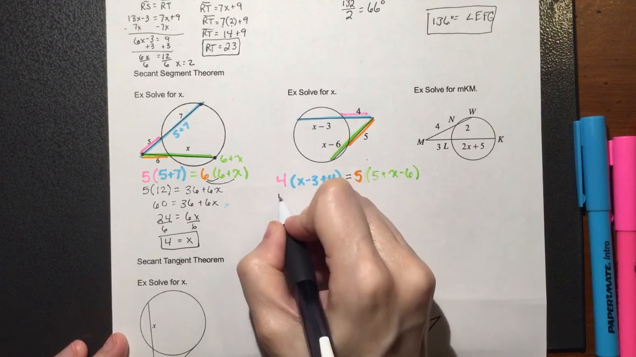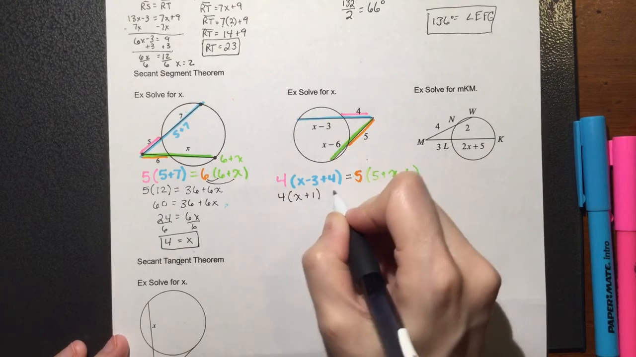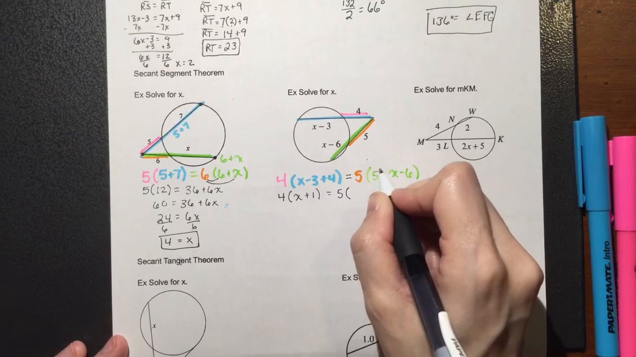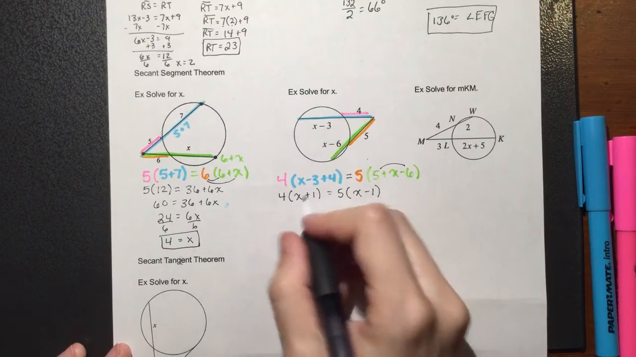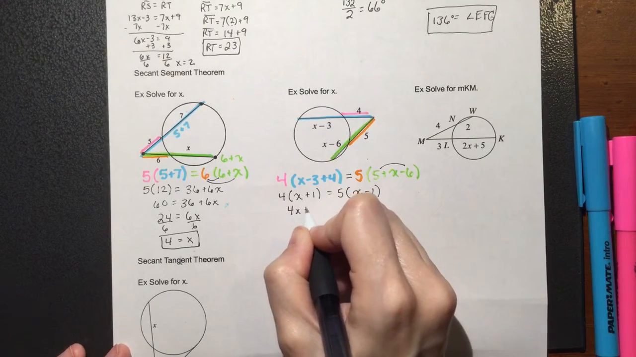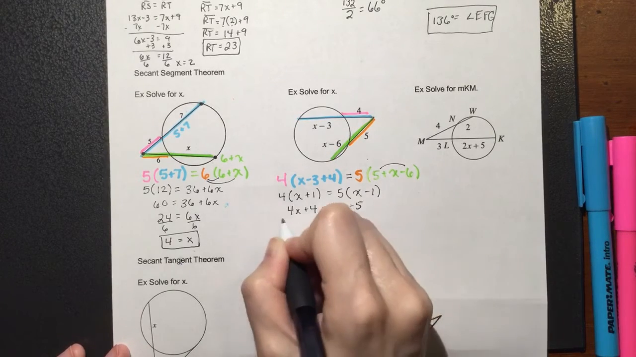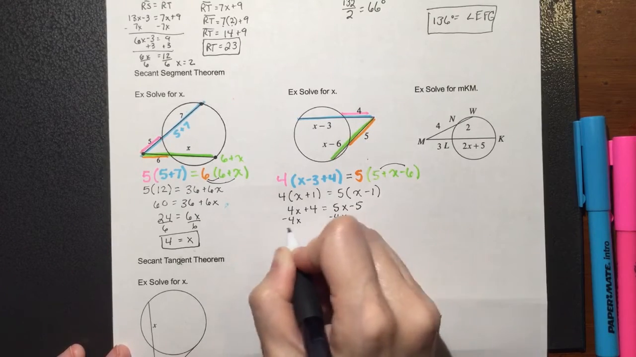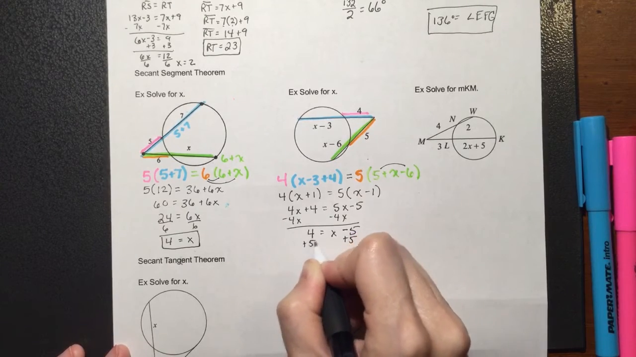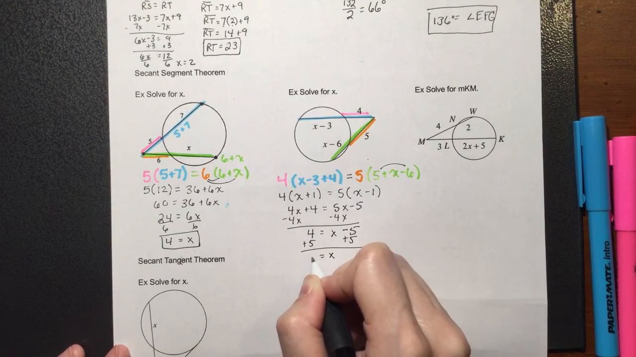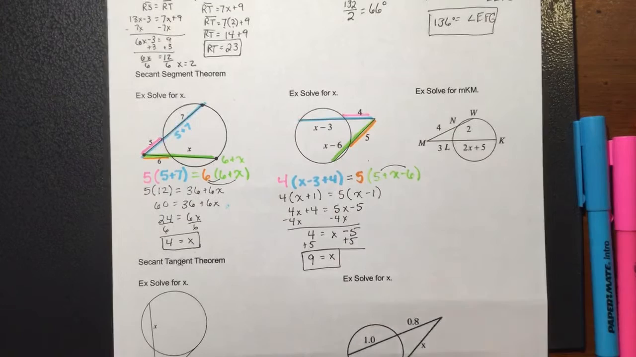Okay, we simplify that. 4 times x, negative 3 plus 4 is 1, so positive 1, is going to be equal to 5 times 5 minus 6, which is x minus 1. We've got our distributive property now. 4x plus 4 is going to be equal to 5x minus 5. Subtract the 4x from both sides. Going to leave us with 4 is equal to x minus 5. Add the 5 to both sides, and then x is going to be equal to 9. Okay. So just double checking that's what they really want. Yeah, it is. So we're doing okay.